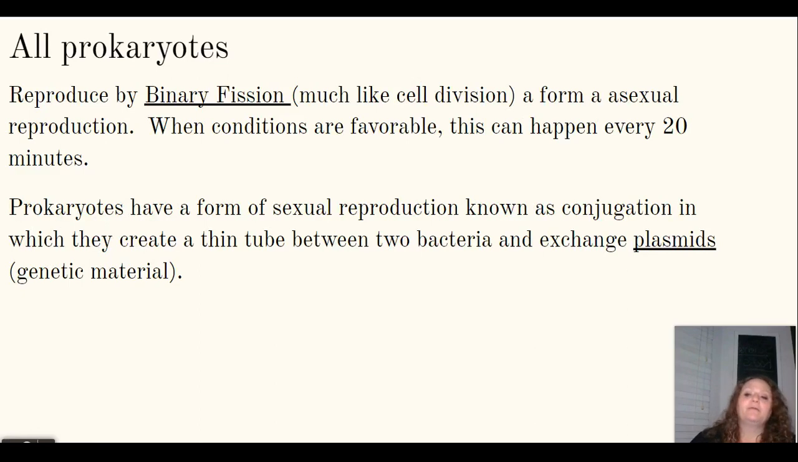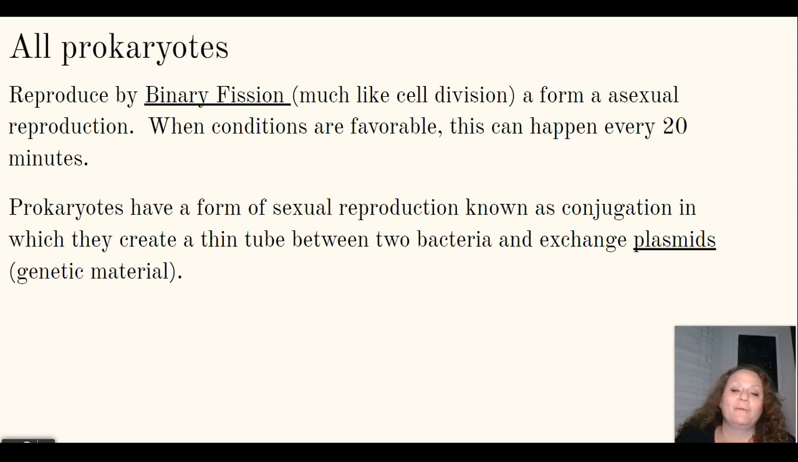In order to reproduce, prokaryotes are going to use a process that we call binary fission. It's a lot like cell division. It looks a little different, but it's the same basic principle. The steps are different as well. This is a type of asexual reproduction. When conditions are favorable, prokaryotes can actually reproduce about every 20 minutes.